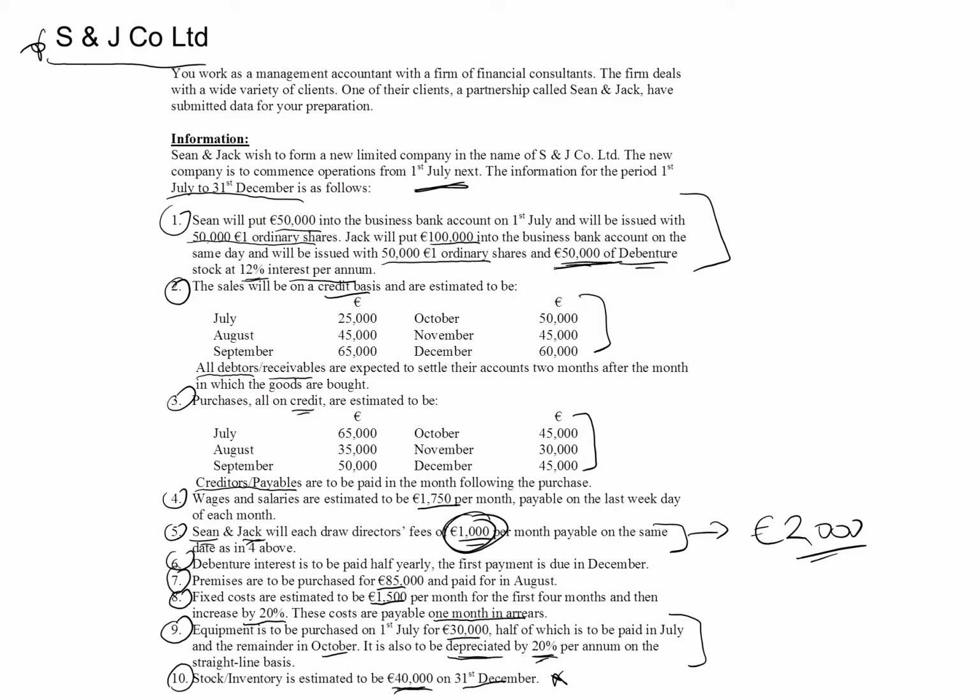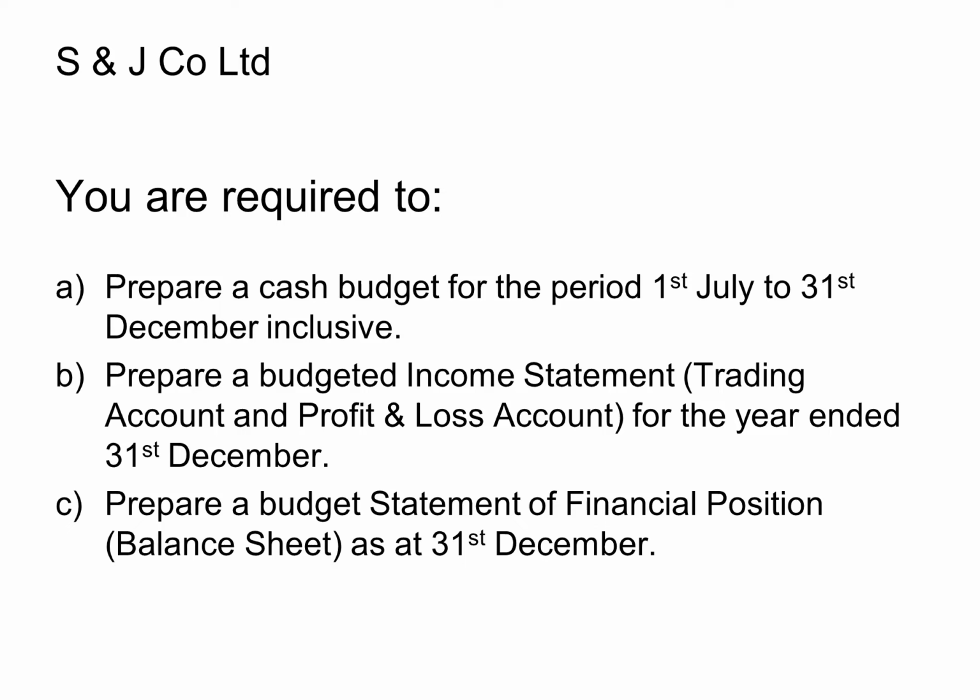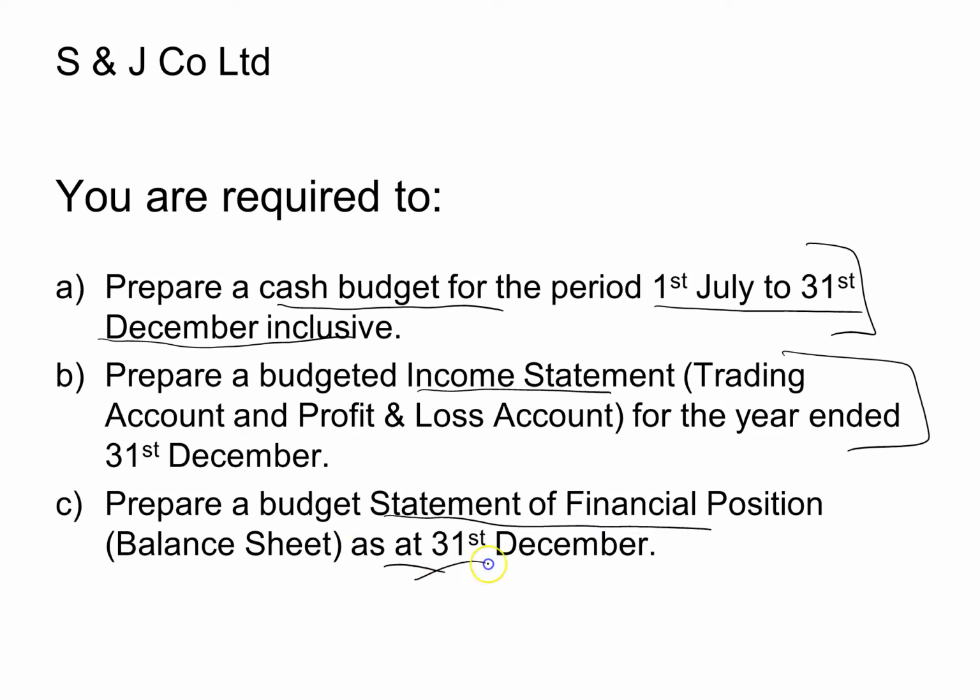So, moving on down then, we'll see what we're actually asked to prepare is a cash budget for the period 1st of July to the 31st of December, and we will do that now in this first video tutorial. Then you're asked to prepare a budgeted income statement for the year end at 31st of December, and a budgeted statement of financial position at the 31st of December. We will do B and C in the second video tutorial.